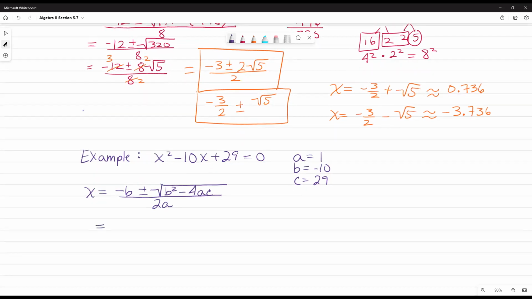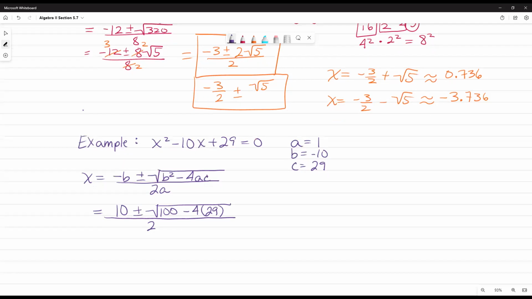All right. So B is -10. So what's negative -10? 10 plus or minus the square root of. So what's -10 squared? 100. Minus 4 times 1, whatever C is, we'll figure that out in a second. Anything times 1 is itself, so I'm just not going to write it. And divided by 2 times 1, just 2, right?